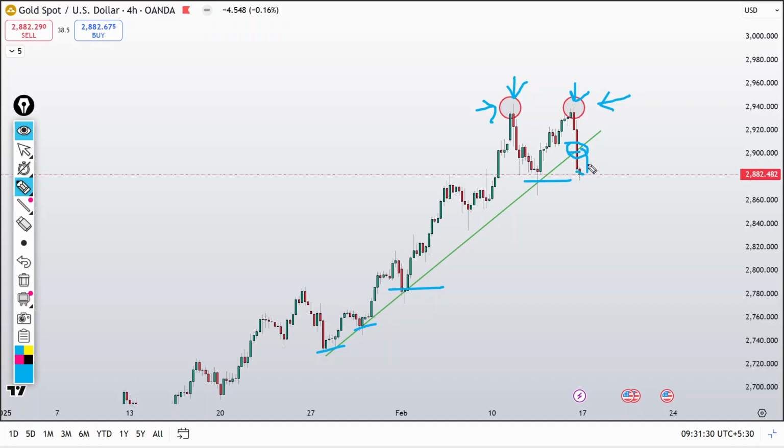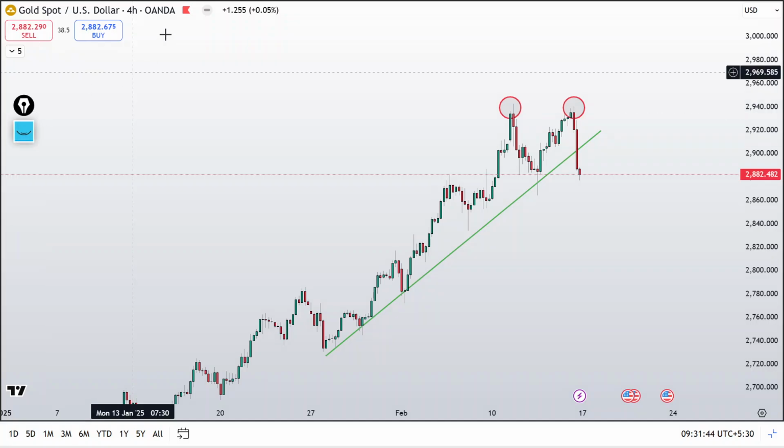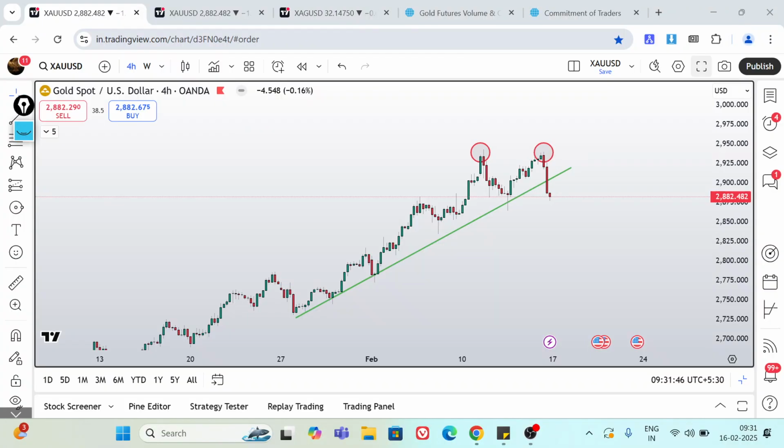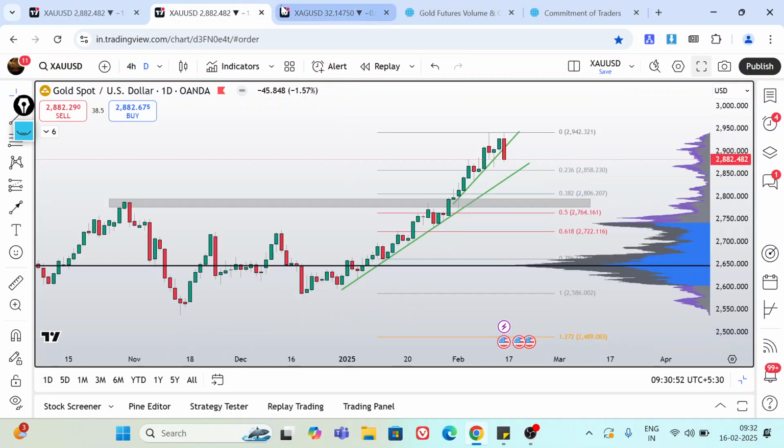So now if price moves and retests, then we can expect this kind of movement, or price can continue to move down like this, and we have to watch the levels that I said on daily time frame for a pullback or a resume of this buying rally.